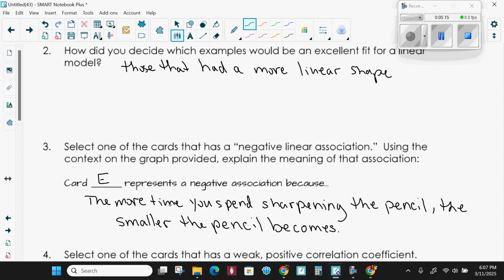Okay, so the more time you spend sharpening it, the length of the pencil gets smaller.